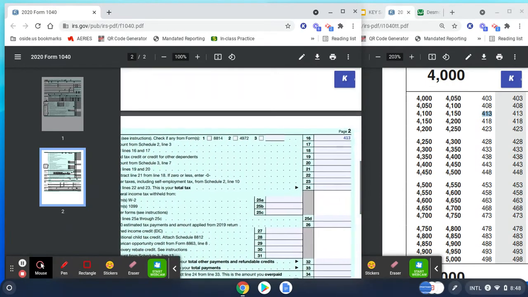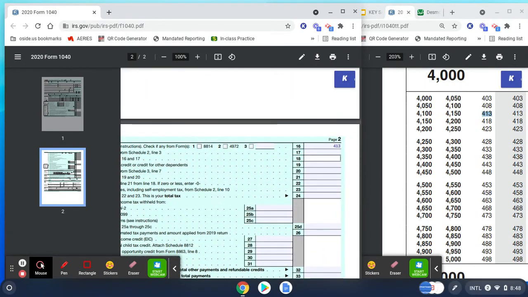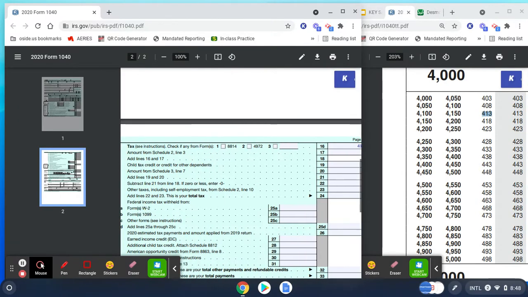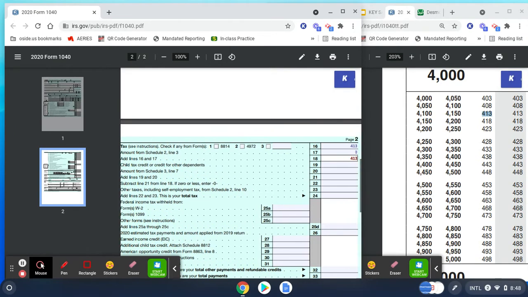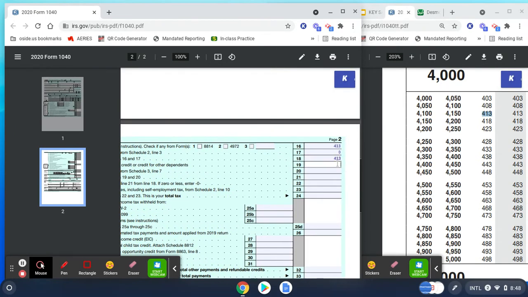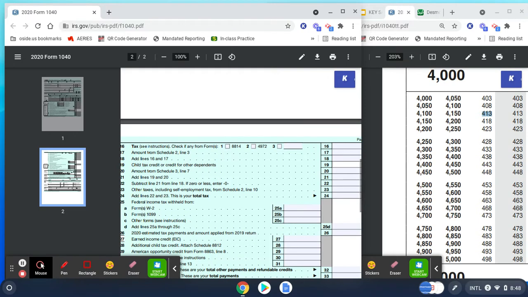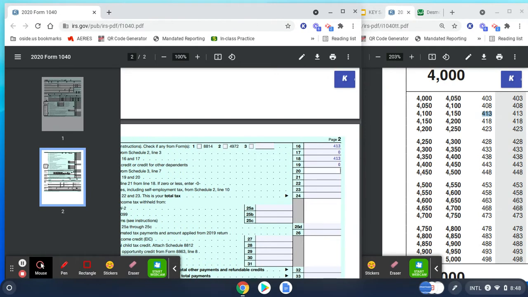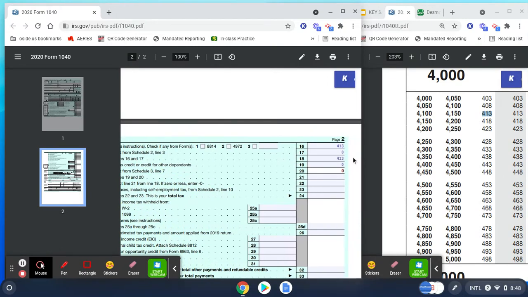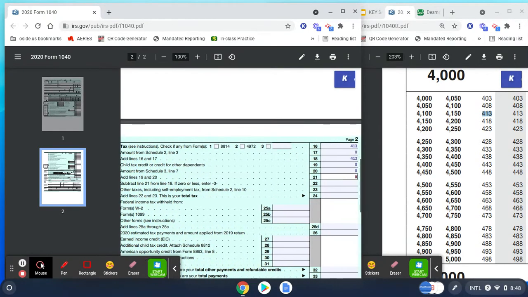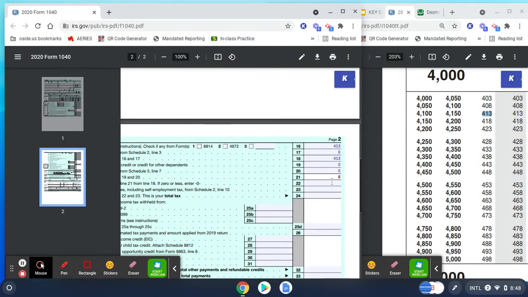Now, the amount from Schedule 2, line 3, again, we don't have a Schedule 2. We're not doing any other weird incomes. Add lines 16 and 17 together. Child tax credit or credit for other dependents. Again, Erin Hills has no children. Amount from Schedule 3. We don't have any other weird schedules. Add lines 19 and 20. Subtract 21, 0, from line 18.